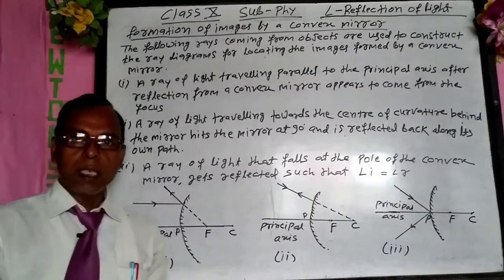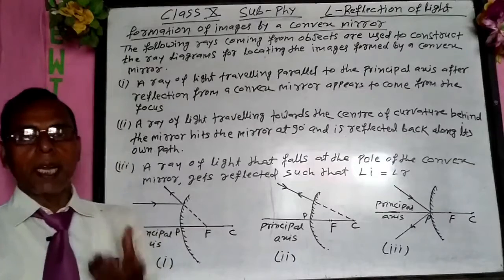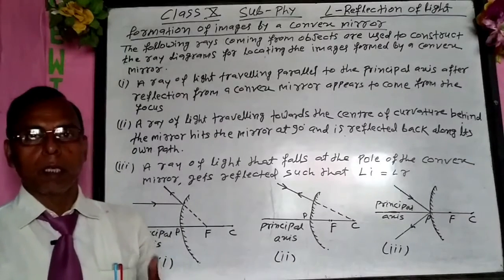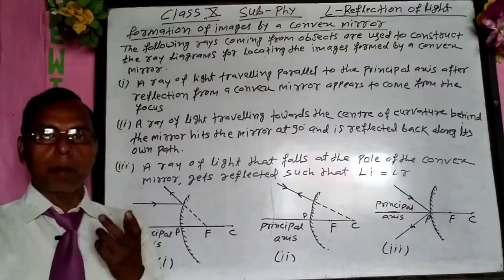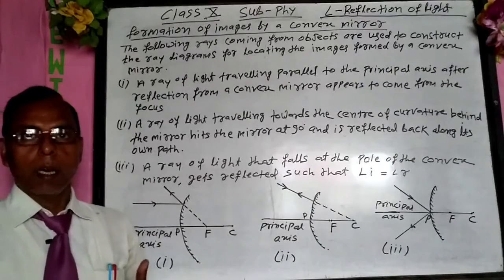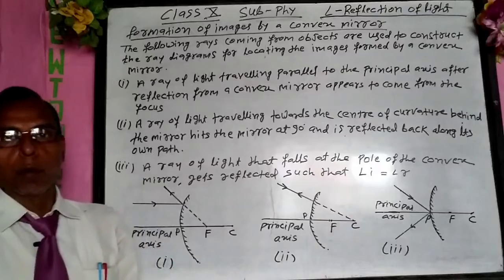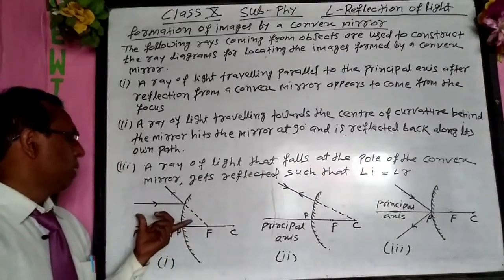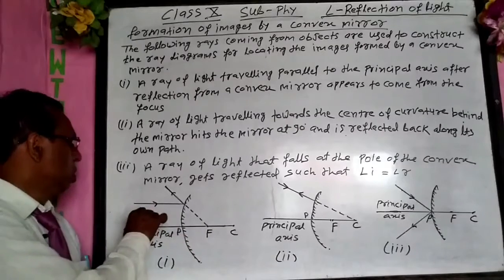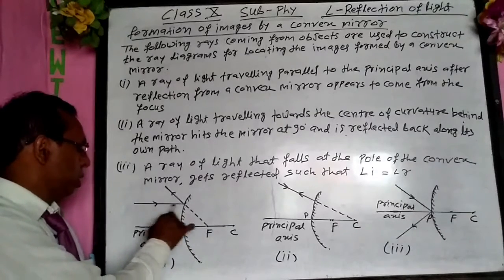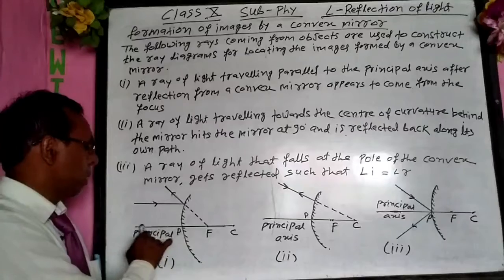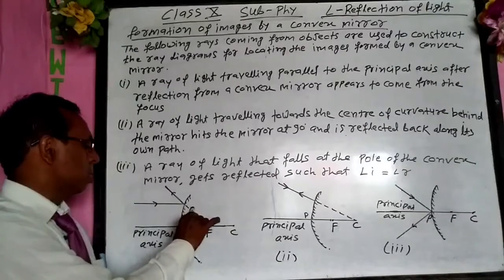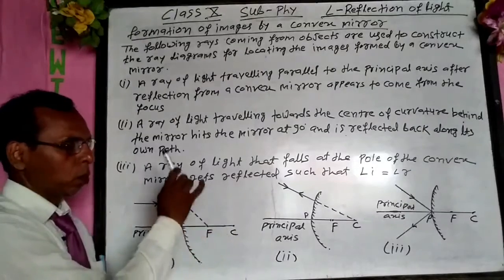An incident ray that is parallel to the principal axis, after reflection from a convex mirror, appears to come from the focus, which is clear by the following figure. This is the incident ray which is parallel to the principal axis. After reflection, it appears to come from the focus.